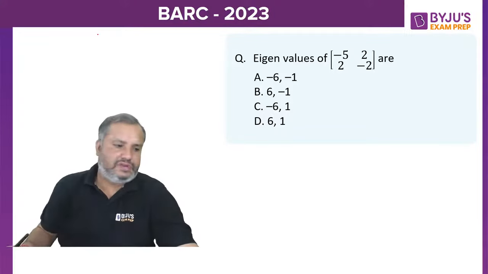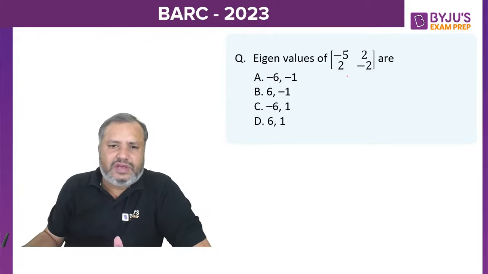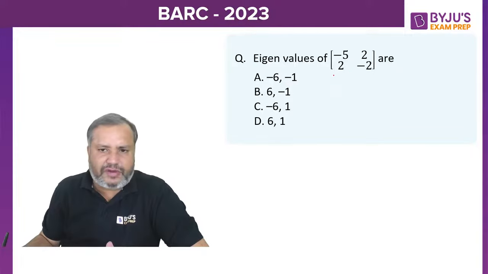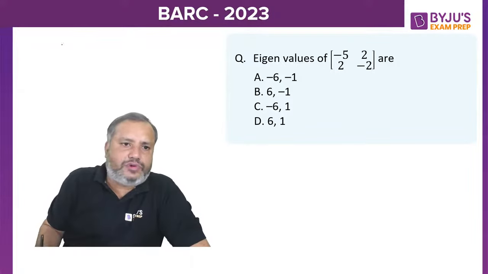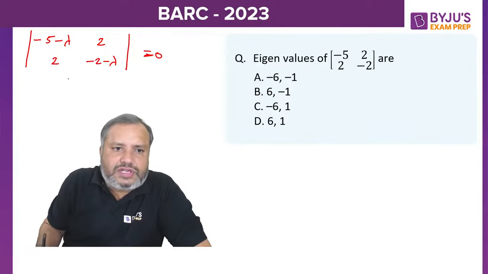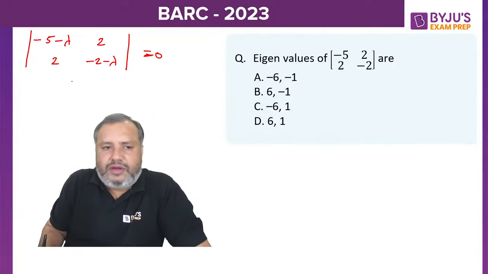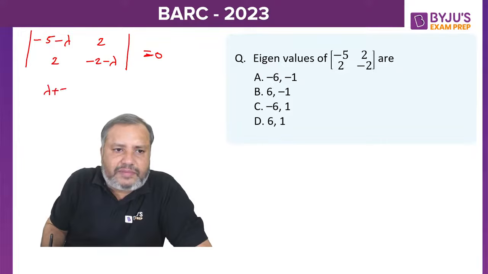Eigenvalues of the matrix minus 5, 2, 2, minus 2. How are we going to find the eigenvalues? Students, it is quite simple. This can be done in multiple ways. I am just following the conventional approach: subtracting lambda from the diagonal elements. So minus 5 minus lambda, then 2, then 2, and minus 2 minus lambda. This determinant should be equated to 0. Simplify this: minus 5 minus lambda and minus 2 minus lambda, so ultimately it is lambda plus 5 and lambda plus 2, minus 4 equal to 0.